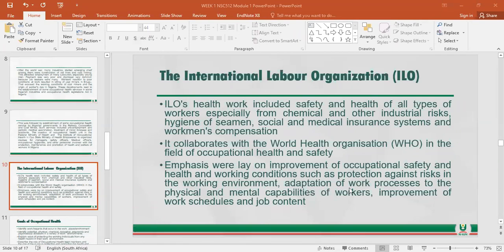Thank you. As I was saying, it collaborates with the World Health Organization in the field of occupational health and safety. What do I mean? That is, the International Labour Organization is working in collaboration with the World Health Organization. The emphasis is laid on improvement of occupational safety, health and working conditions, such as protection against risk in the working environment, adaptation of work process to the physical and mental capability of workers, and lastly, improvement of work schedule and job content.